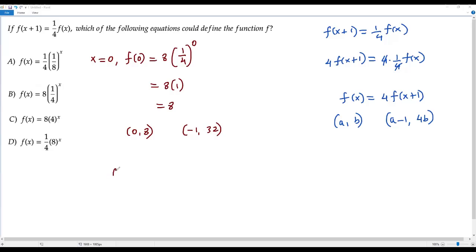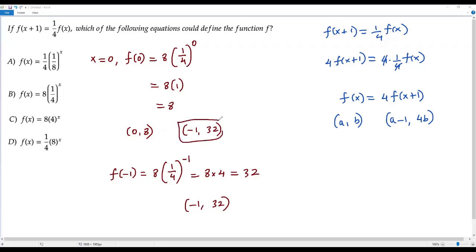Let me verify. So f of negative 1 equals 8 times 1/4 to the power of negative 1. So equals 8 times, when I take the exponent negative 1 for this 1/4, it will just become 4. So 8 times 4 is 32. When I plug in x equals negative 1, I'm getting y coordinate 32. Yes, we have the point (-1, 32) on the graph of f of x we have in option B. So the correct answer choice for this question must be option B.